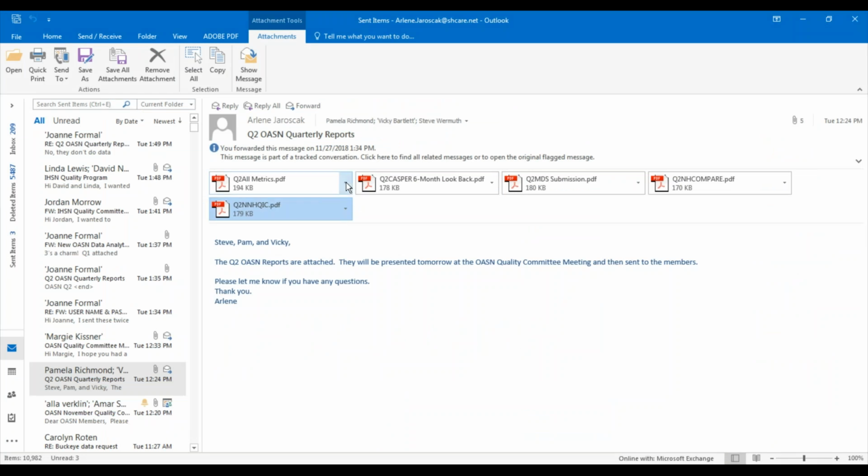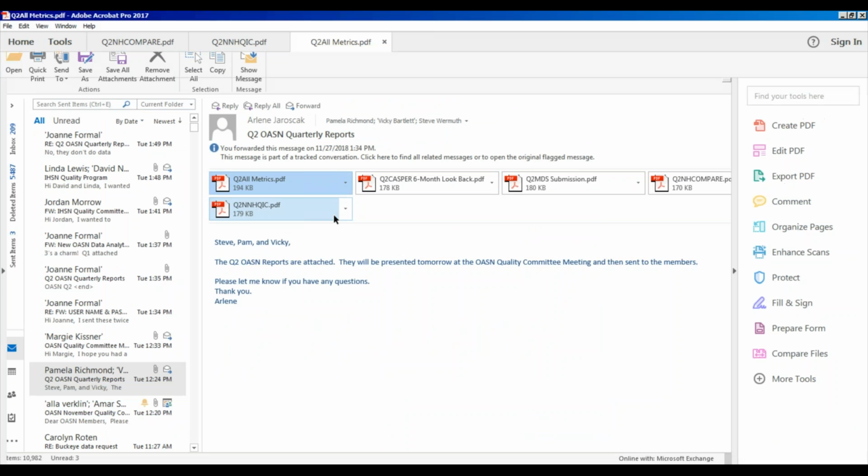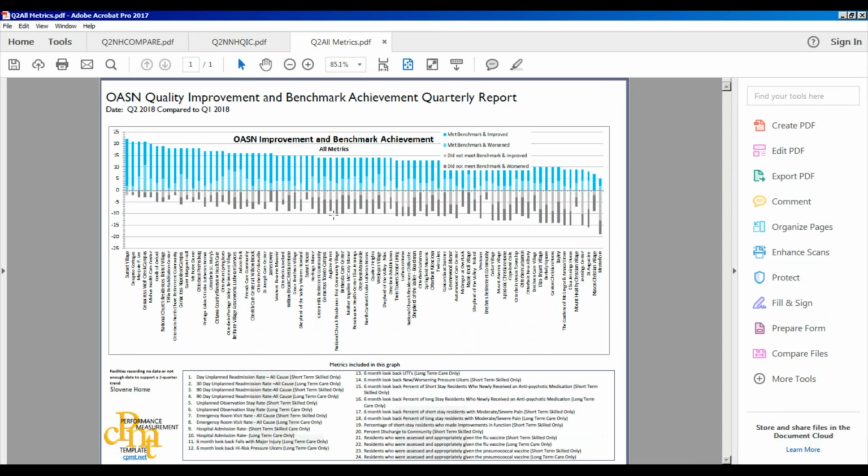The other ones, while she's going for them, are the Casper 6-month look back and the MDS submission. And that was very interesting. This one's the all metrics. So in many ways, this is good, we'll start here. This is the one I would probably start with because it takes all 24 of those metrics and shows you the big picture, the aggregate look. From here, you would want to then dive a little bit deeper into some of the subsets. So if I was doing this as a table of contents, this would be my page 1.